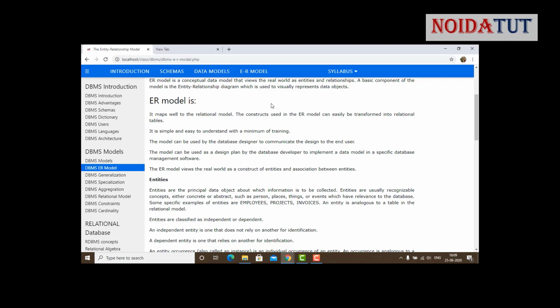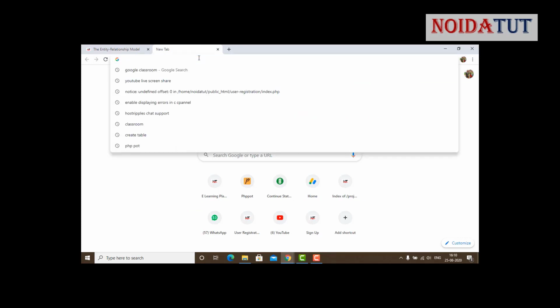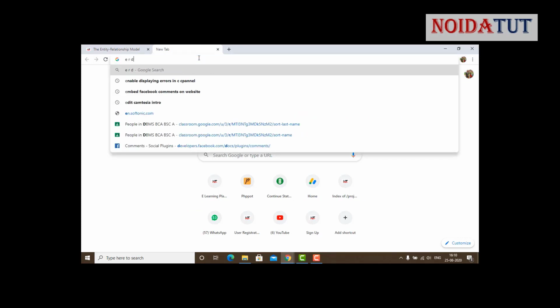The model can be used by the database designer to communicate the design to the end user. The model can be used as a design plan by the database developer to implement the data model in a specific database management software. The model views the real world as a construct of entities and associations between the entities. Now, proceeding further, let us first have a look at an example of a diagram.